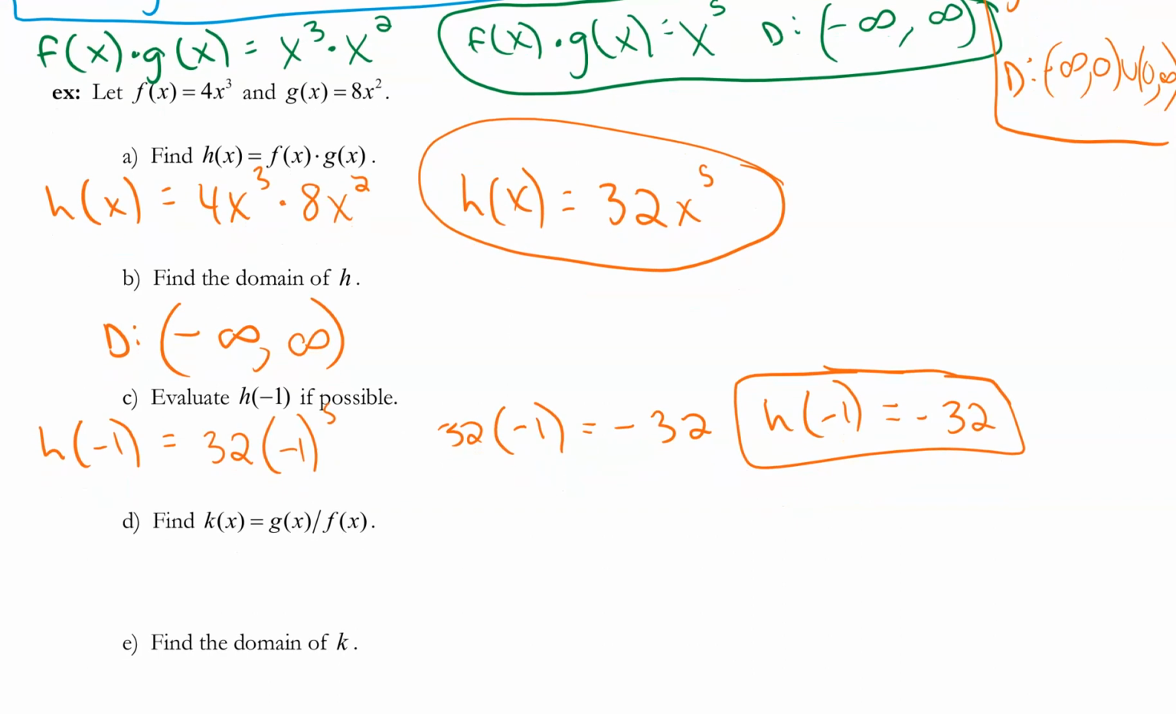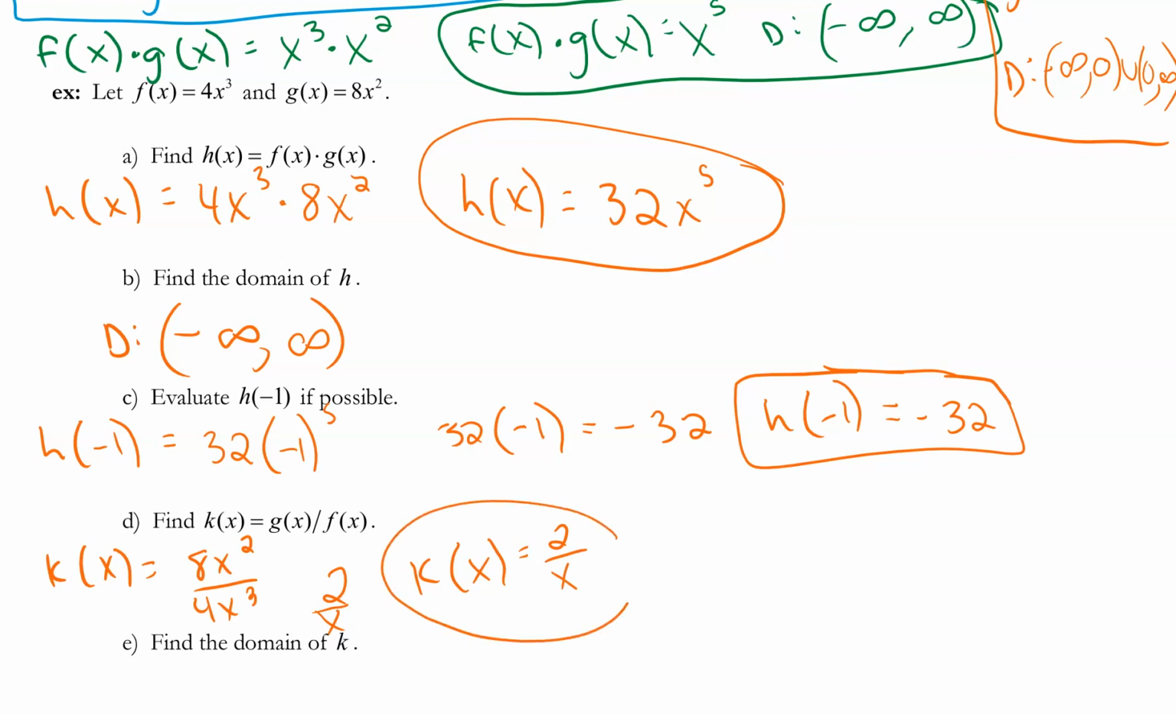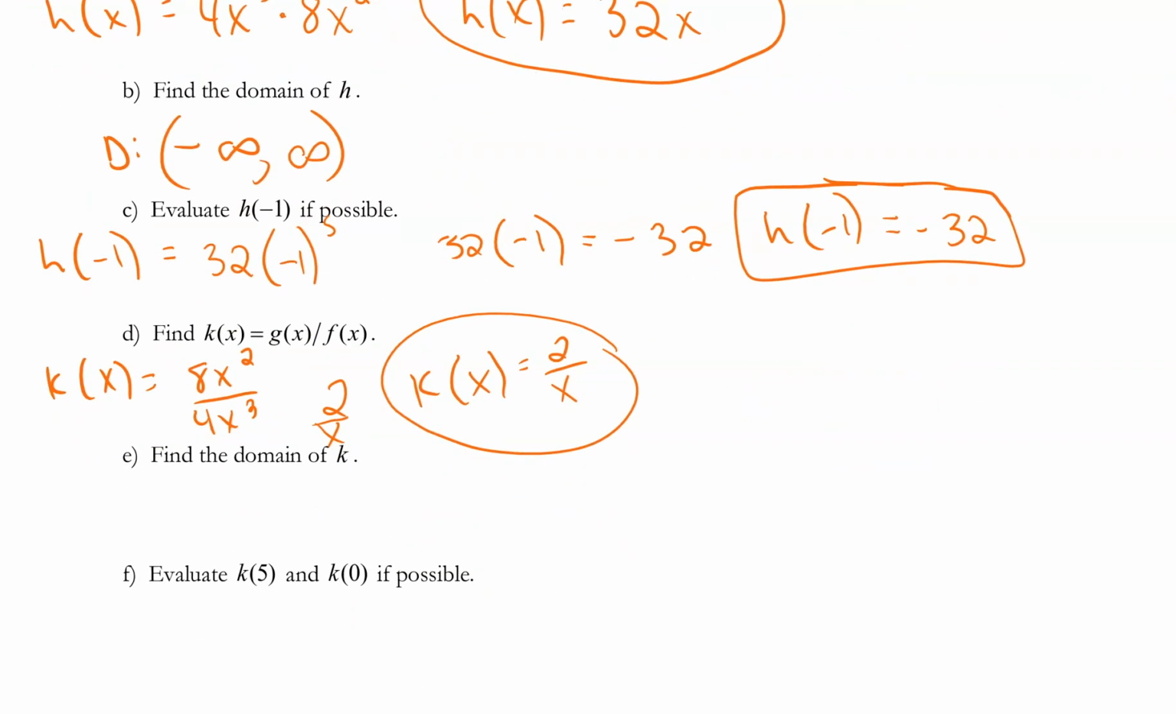Find k of x, which is equal to g of x divided by f of x. So k of x equals 8x squared over 4x cubed. When you divide, you get 2, and then 2 minus 3 is negative 1, so you have an x on your denominator. So I'm going to say k of x equals 2 over x. The domain of k of x, well, my denominator can't be 0. X cannot be 0. So my domain is negative infinity to 0, union 0 to infinity.